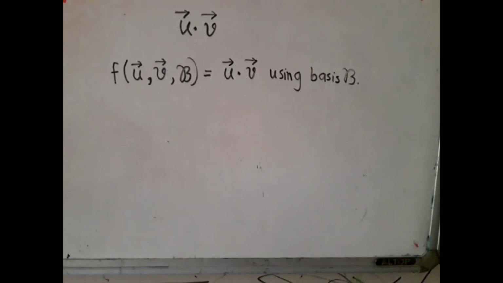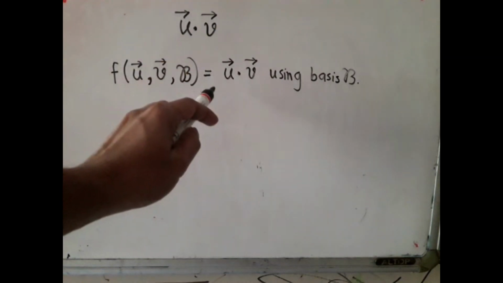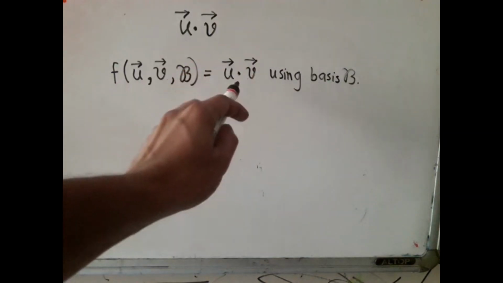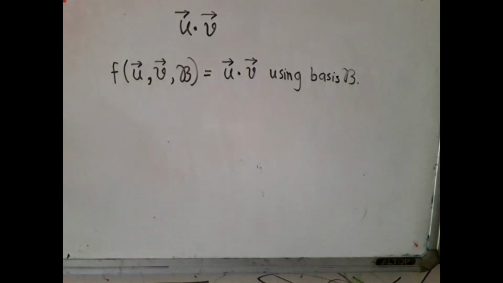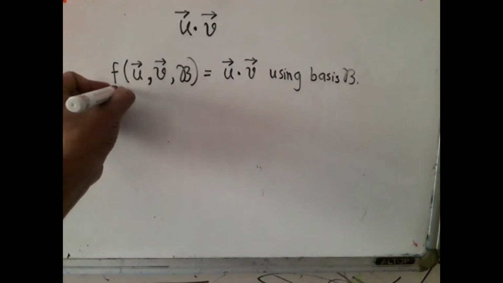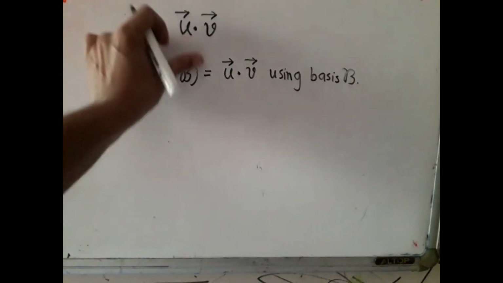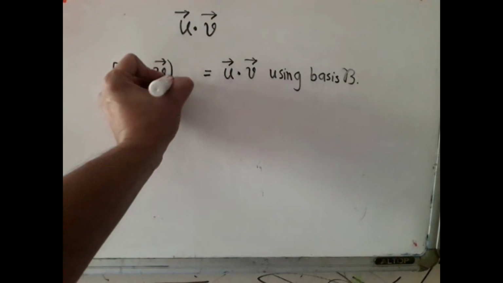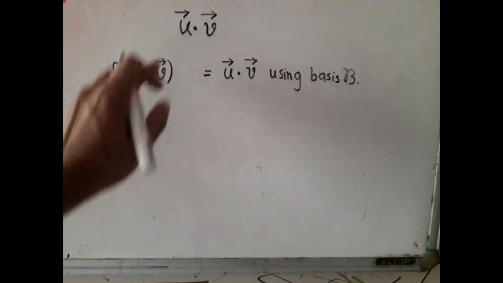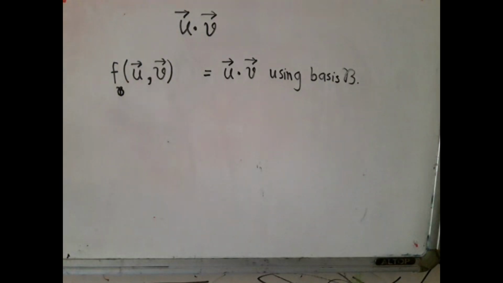Thus we see that the notation u dot v is really a function f(u, v, b), that is, the dot product computed with respect to the basis script b. Now this function we can write in a more convenient notation as f subscript script b, same thing, but since we are not explicitly mentioning the basis, it is like background information, so I put it in the subscript.